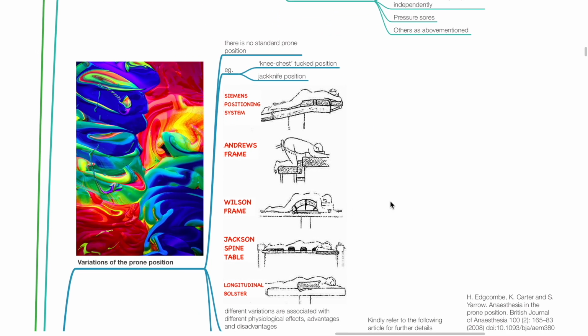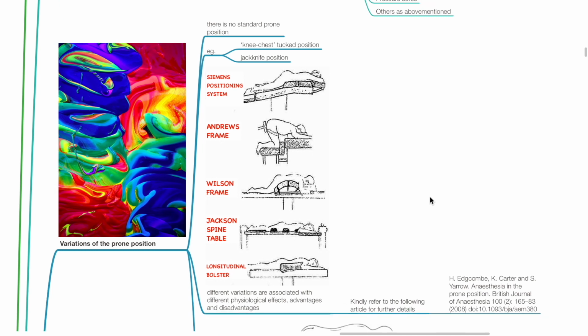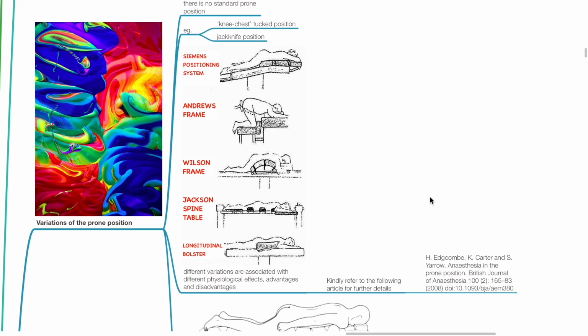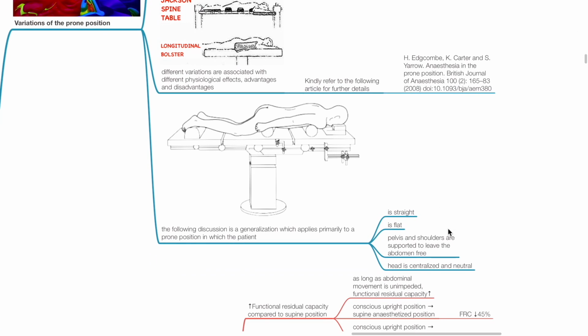Variations of the prone position. There is no standard prone position. There are many variations such as the knee-chest tuck position and jackknife position. Different variations are associated with different physiological effects, advantages and disadvantages. Kindly refer to the article by H. Edgcombe et al. in 2008, Anesthesia in the Prone Position. The following discussion is a generalization which applies primarily to a prone position in which the patient is straight, flat, pelvis and shoulders are supported to leave the abdomen free, and the head is centralized and neutral.